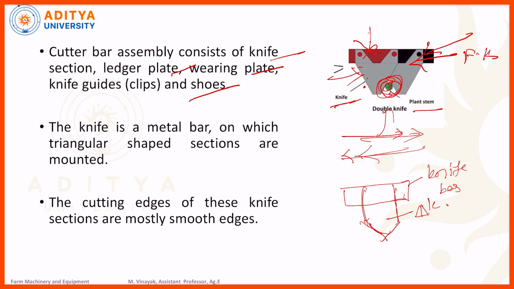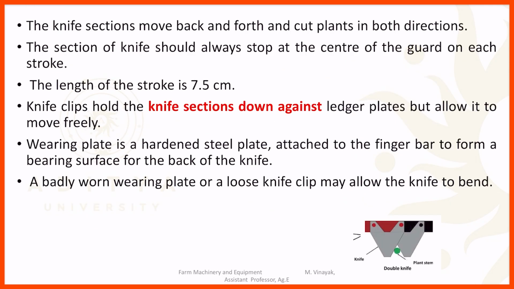The cutting edges of the knife sections are mostly smooth edges. Sometimes we can use serrated edges also. The knife section moves backward and forward, and in both directions we can carry out the harvesting operation. The length of the stroke is 7.5 centimeters.